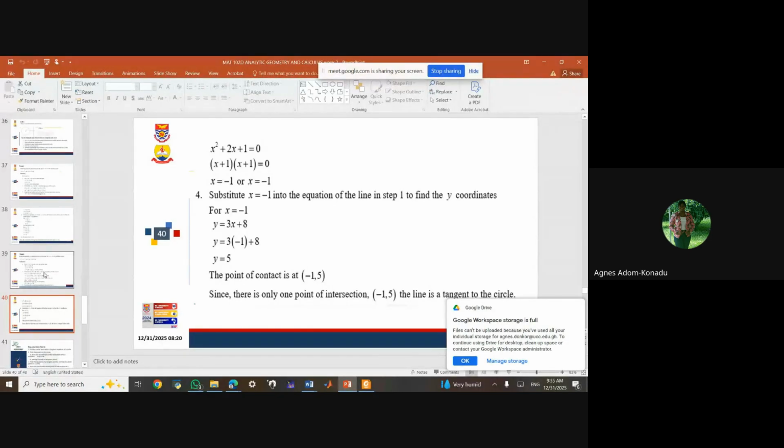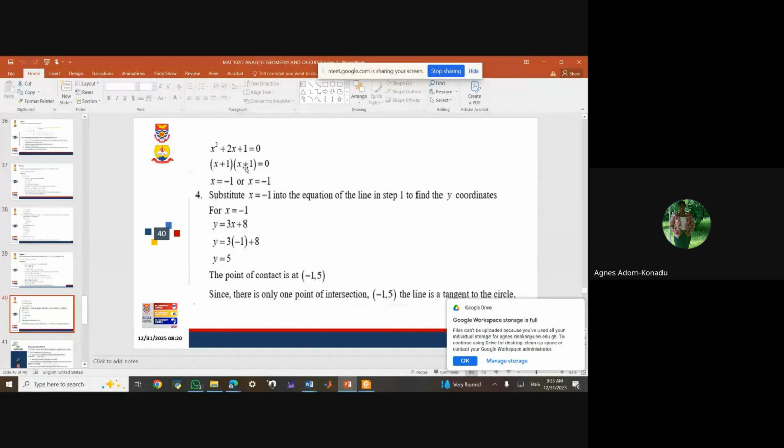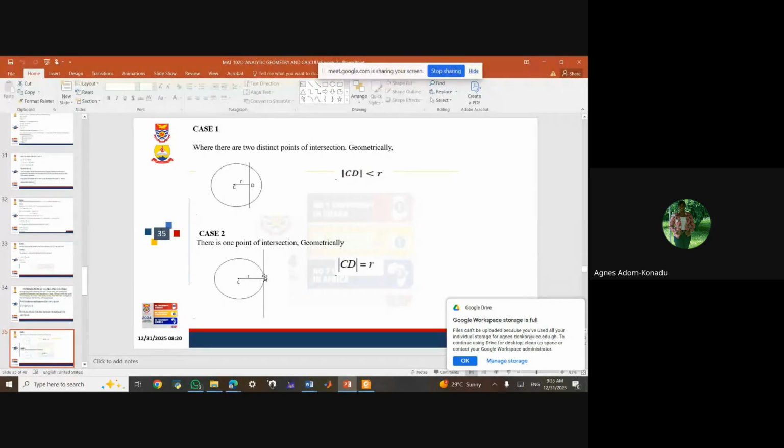So it's a repeated root, and we have to find our y. Our y is 3x plus 8. So x is -1. So I have 3 times -1 plus 8. So my y will be 5. It's a repeated root, so it means that it's going to be a tangent, because the x values are repeated. If you get 2 values, then it means that it's going to be a chord. But if it's repeated, then it means that it's a tangent.